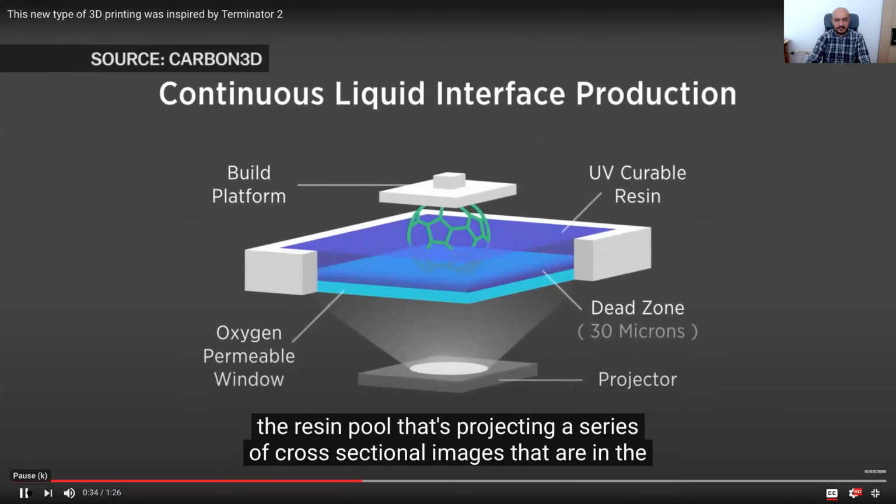Yeah, the main difference of the system with respect to the previous one is that they have a special window and it's oxygen permeable, and they can adjust the amount of oxygen moving into this tank, and with the help of it, they can increase the speed of the process.